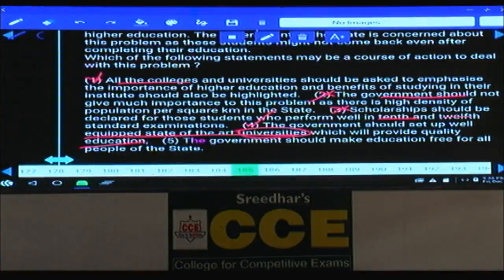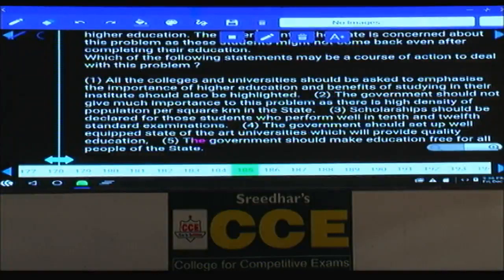Hence what is your answer? Choice 4 is the answer. Fifth one, the government should make education free for all the people of the state. It makes education free. As of now, is the question related to the cost of the education? No, it is not about the cost, but it is about the infrastructure that is provided for higher education. Then what is your answer? Choice 4 is the answer.